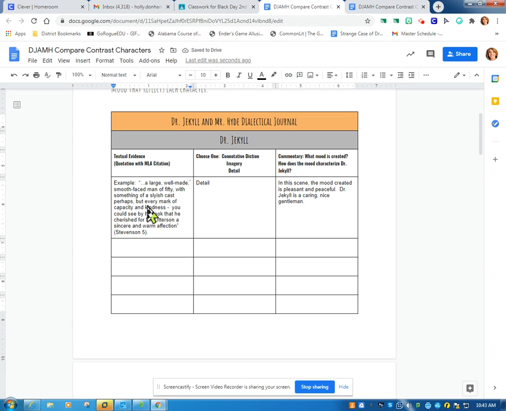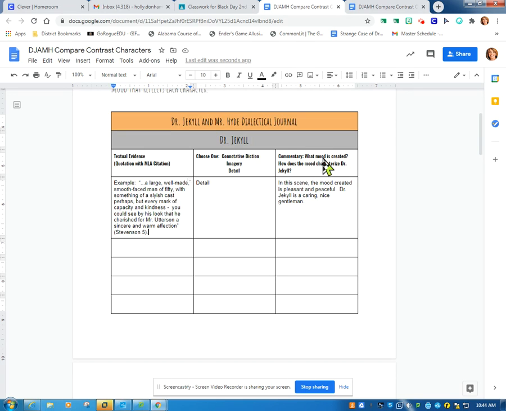This is a description of Dr. Jekyll that suggests that he's a nice-looking fella, a pleasant man. Sometimes when we look at people, we can say, oh, that looks like a nice person. Okay? So this is a detail. You're going to either put diction, imagery, or detail in the second spot. And you're going to go over here and answer these two questions.